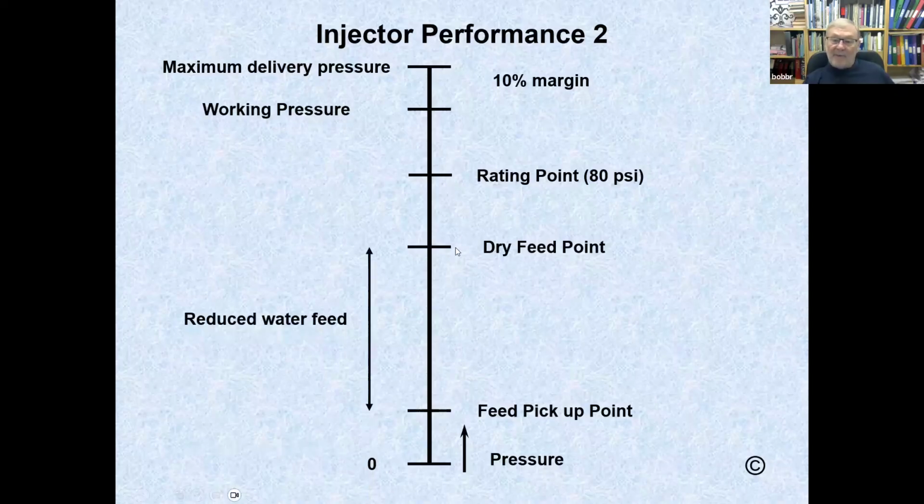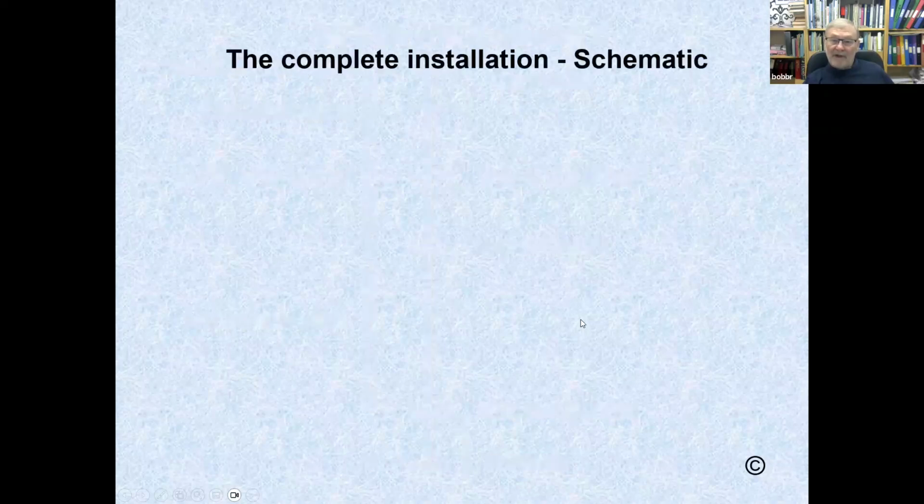Below the dry feed point pressure, the steam has a lower velocity and a lower energy level. Therefore, it can't entrain so much water and it can't feed so much water. So you'll see people knocking back the water feed up to this dry point just to get the injector to run dry at the overflow. Above that, you can open the feed water full bore and it will feed up to its drop dead point. And that's how I show what this injector will do.